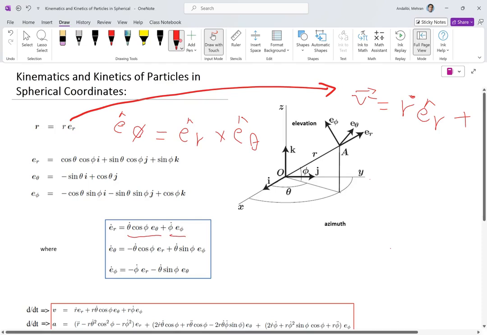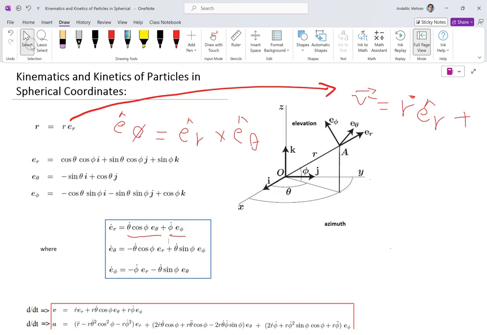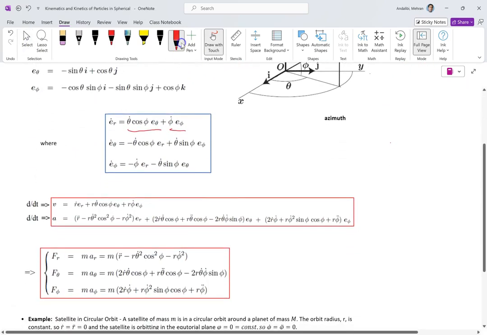Okay, so you replace that into the second one, so you will get r dot er plus r times theta dot cosine phi e theta plus r phi dot e phi, and guess what? That is exactly what you can see over here. That is your v.